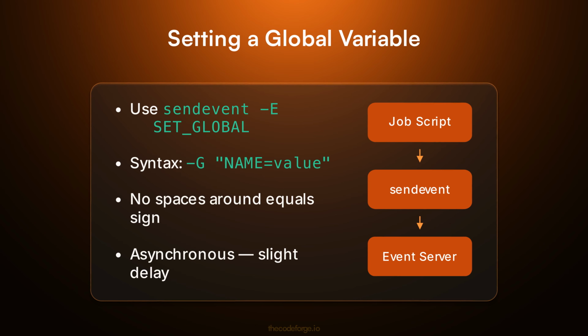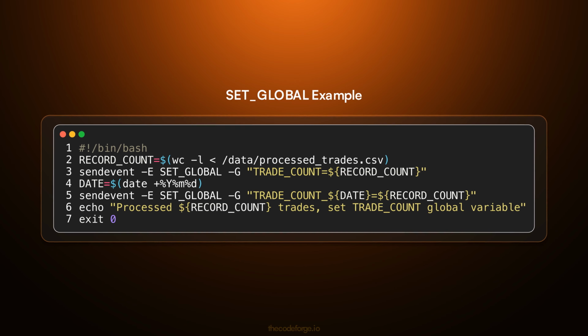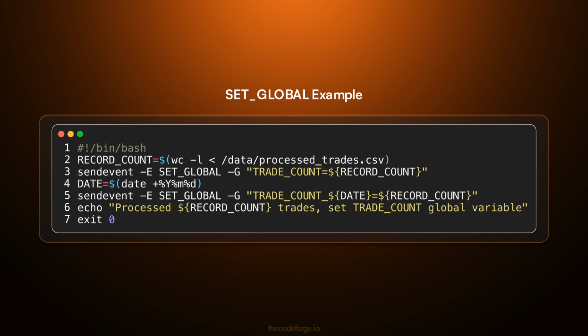To set a global variable from a job script, use the sendEvent command with the setGlobal event. The value is written to the event server asynchronously, so there's a tiny delay before it's readable. Here's a real script that counts records and sets a global variable. Notice the date-stamped version. That's a best practice we'll cover later.